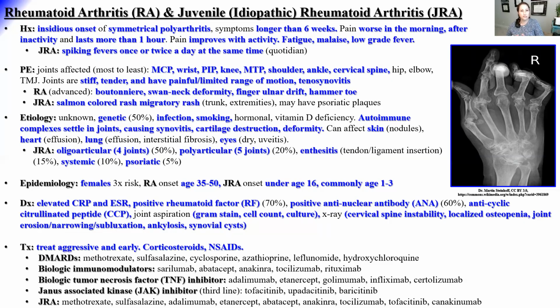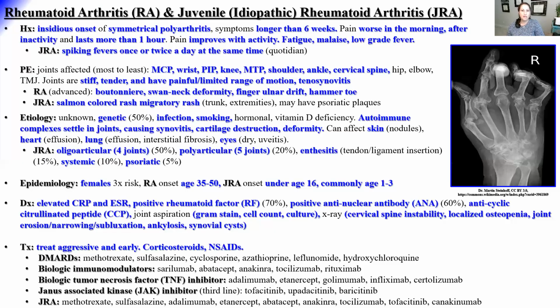For rheumatoid arthritis, the age of onset is typically 35 to 50. With osteoarthritis, that's going to be an older disease, so 50s and above. So this is an early onset arthritis. In JRA, by definition, it needs to be under the age of 16, but most commonly it appears at ages 1 to 3.